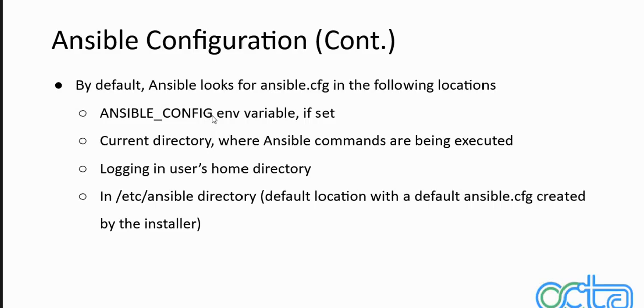First, if this location is set in ANSIBLE_CONFIG, it will look at this environment variable, see what path has been stored in it, go to that path and look for ansible.cfg. If it is not found, look in the current directory. If it is not found, look in the user's home directory. If it is not found there as well, go to the /etc/ansible directory and check for the presence of this file. If it is not there as well, throw an error saying, I do not know where the config file is. Look at it.